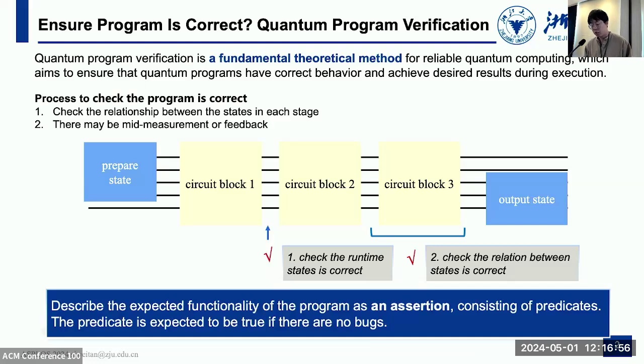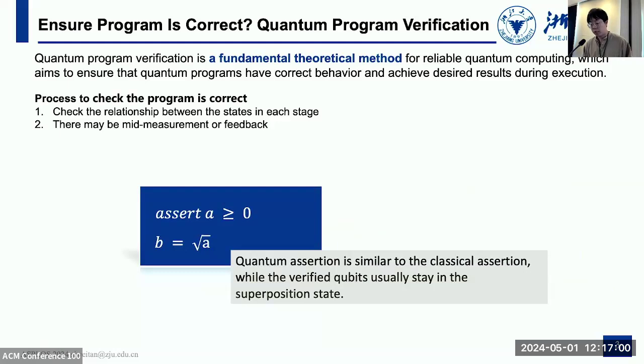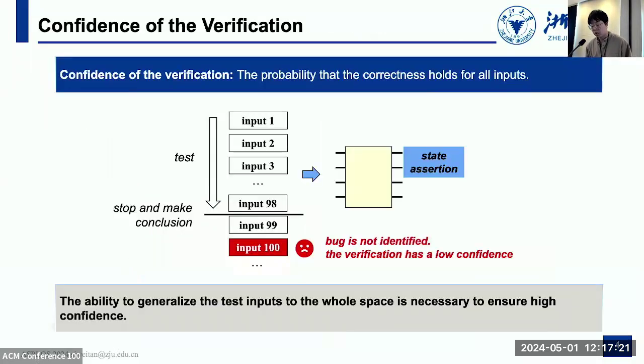The assertion is true when no bugs are identified. To make it more clear, we present an example of the assertion in a classical program. For the function that calculates the square root, we assert its input should be equal to or greater than 0. The quantum assertion is similar to the classical assertion. It also validates the states of the qubits during the program, where the qubits usually stay in the superposition state.